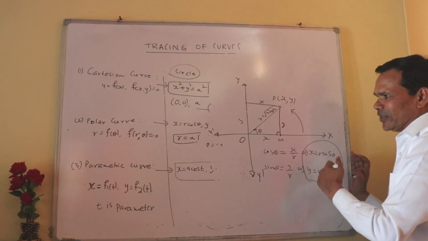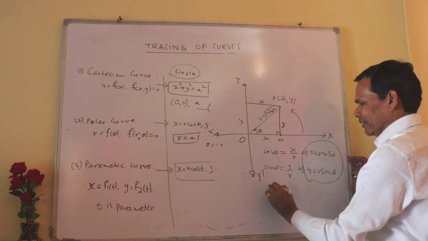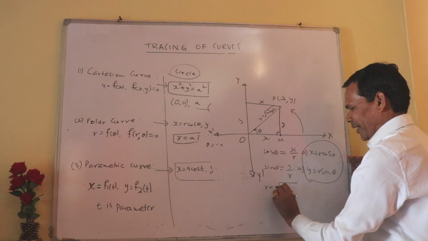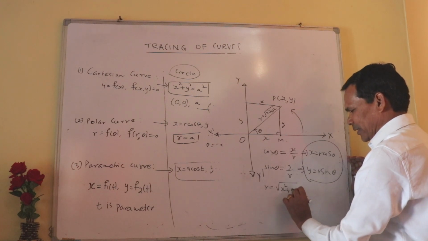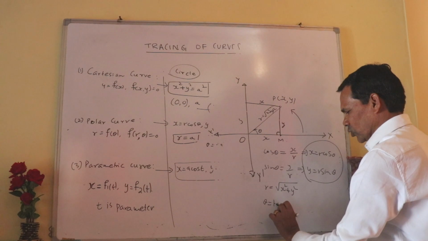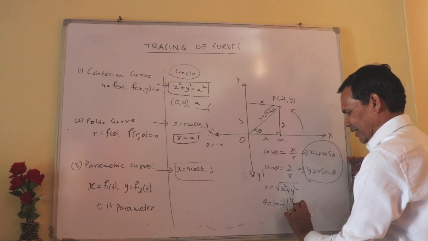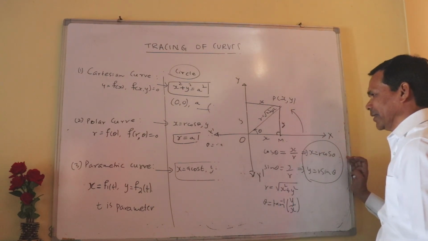Similarly, I would like to express r and theta in terms of x and y. Then naturally r would be the square root of x square plus y square, and theta would be tan inverse of y upon x for x greater than 0 and y greater than 0.